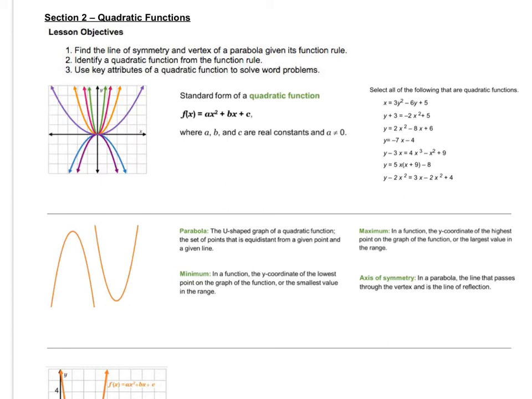Hello and welcome to the Pre-Calculus Unit 2, Section 2 notes. This is a section over quadratic functions. This is a very important concept. We'll talk a lot about it through the remainder of the year.